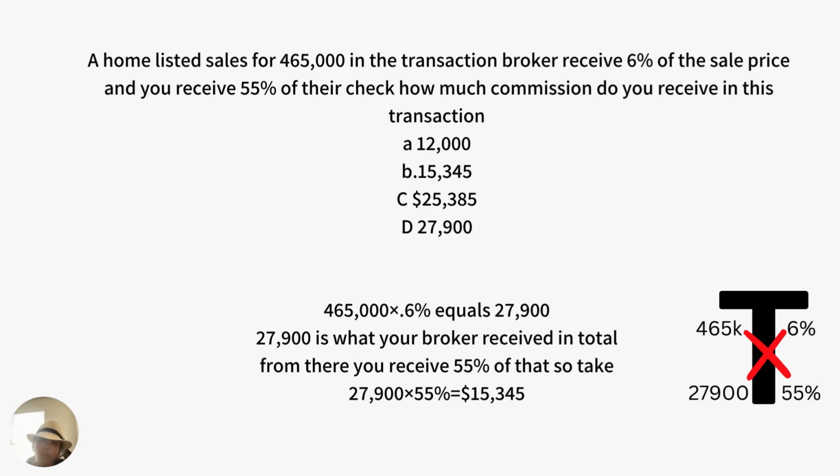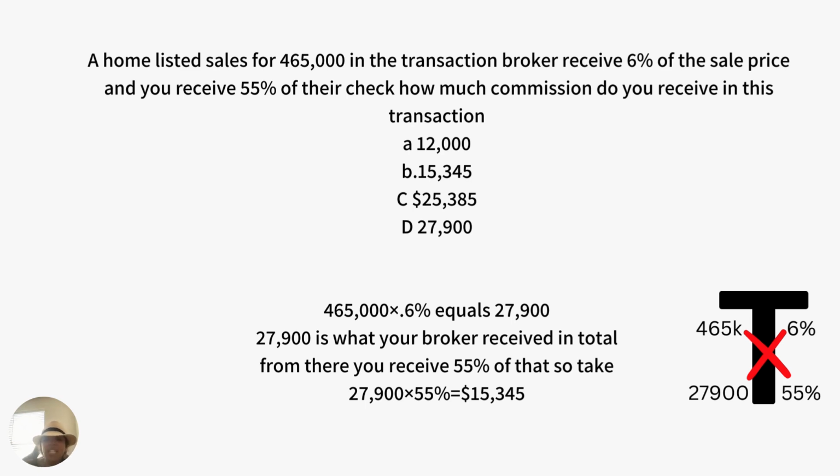$15,345. First things first, we have to find out how much commission the broker received in total. In order to do that, we take the selling price and multiply it by the commission percentage. So in that case, it is $465,000 times 6%, T-chart people, that equals $27,900. So we know that the $27,900 is what the broker received. Sometimes you're going to see this problem and they may just ask you what the broker received, not you. They may even say you received 55%, but what did the broker receive? So make sure you know that the broker received $27,900.